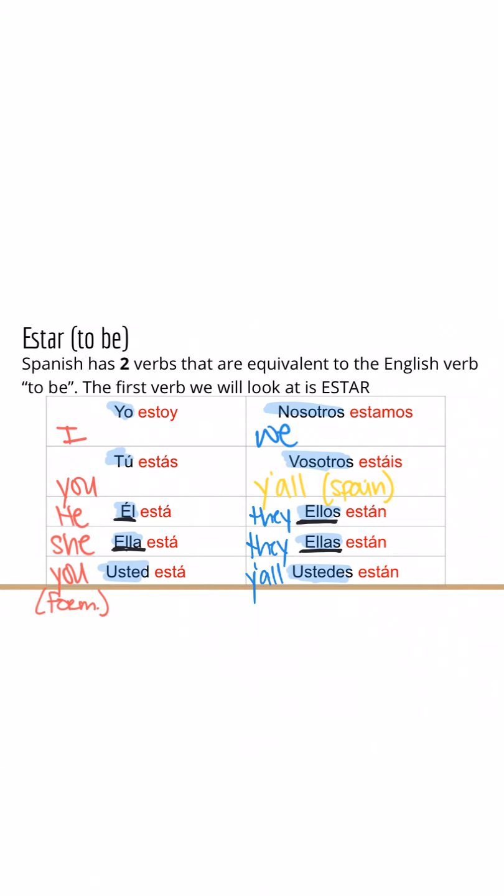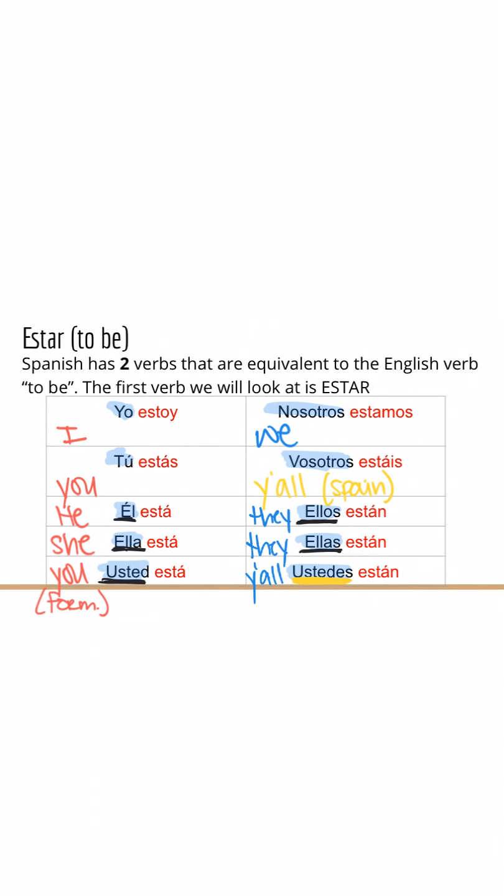Now here's something really important to talk about real quick. My usted form is my you formal. I typically have a bunch of students that will get confused here thinking that ustedes is my you all formal. But it's not. Ustedes simply means you all. There's nothing formal, nothing informal about it. Whereas my usted is for my formal.